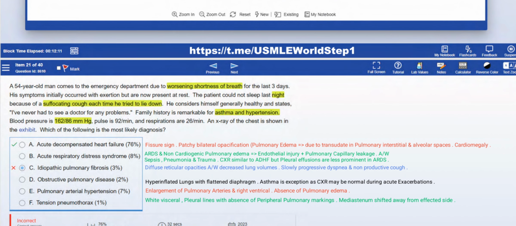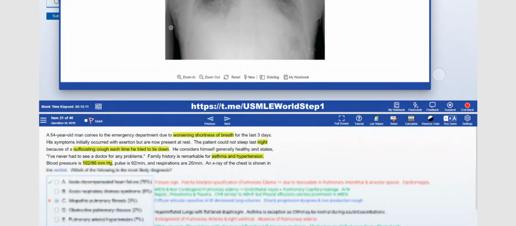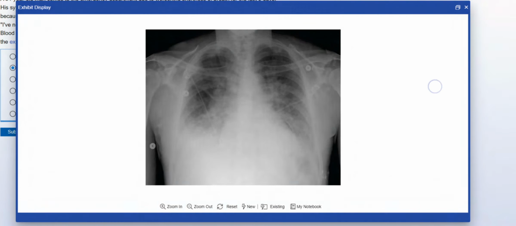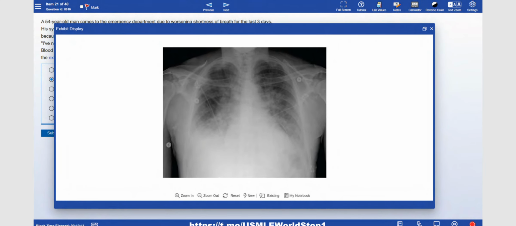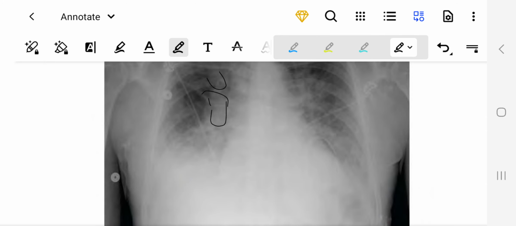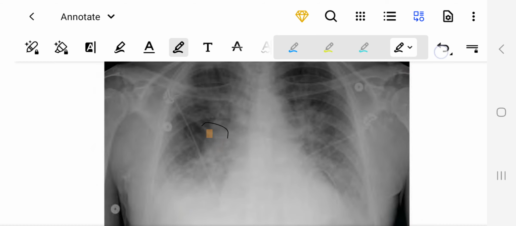Why? Because in this X-ray we can see the fissural sign, and with that there is patchy bilateral opacification, right? And that would show pulmonary edema, due to transudate in the pulmonary interstitial and alveolar spaces. With that is shown cardiomegaly, right? Over here we can see this patchy infiltration. We will talk about all those things.